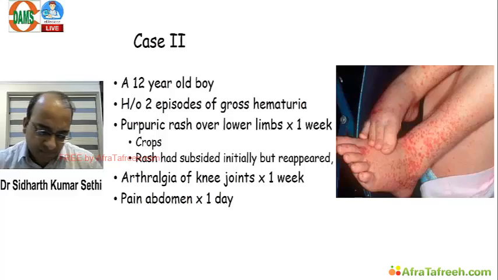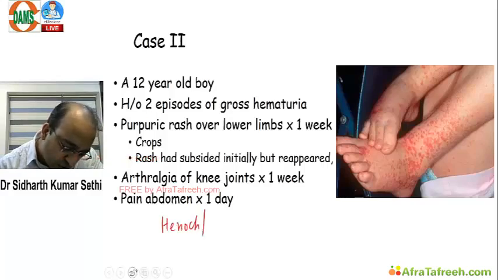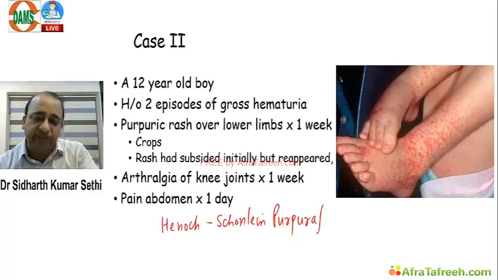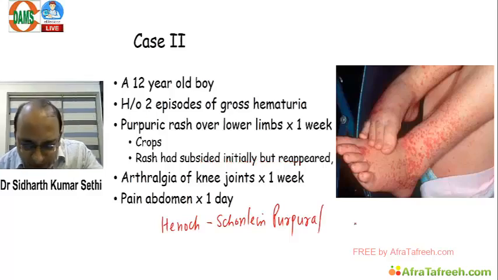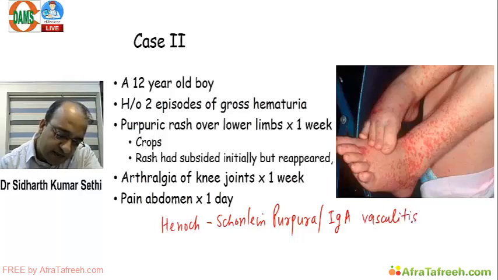All of you are right. This appears to be Henoch Schonlein purpura. And now the name is changed. Now we don't say Henoch Schonlein purpura, we say it's called IgA vasculitis. So students, the name has changed now. It's now called IgA vasculitis.